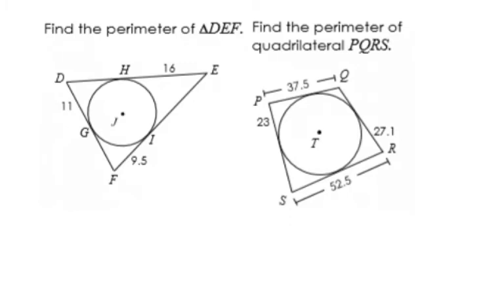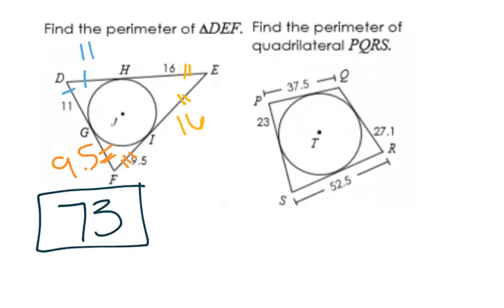Alright, and then I'm going to do the first one, and then I'm going to let you try the second one. So these are the ones where there's multiple duckbills going on. These two are congruent to each other, these two are congruent, and then these are congruent. So if D to H is 11, D to G is 11, then D to H is also 11. If H to E is 16, I to E is also 16. If F to I is 9.5, G to F is also 9.5. And the way you find perimeter is to add all the sides together. And when you add all the sides together, you get 73.